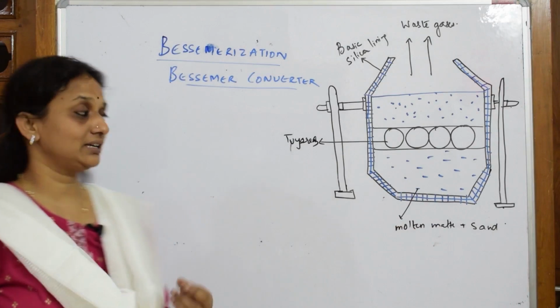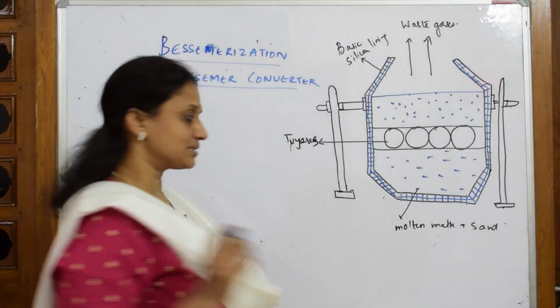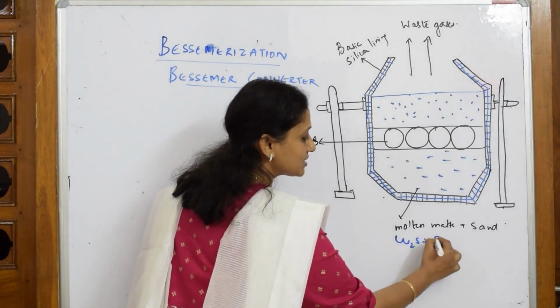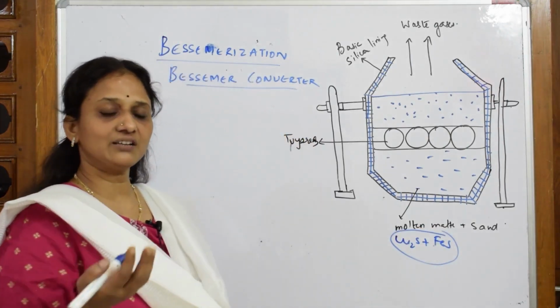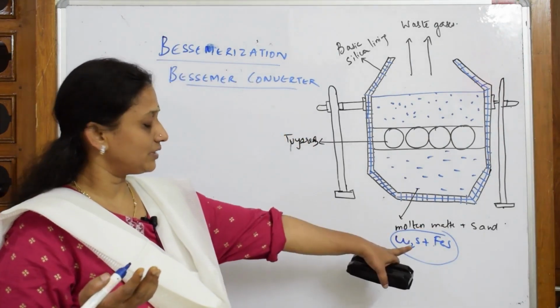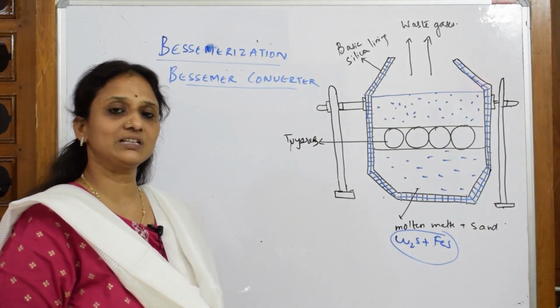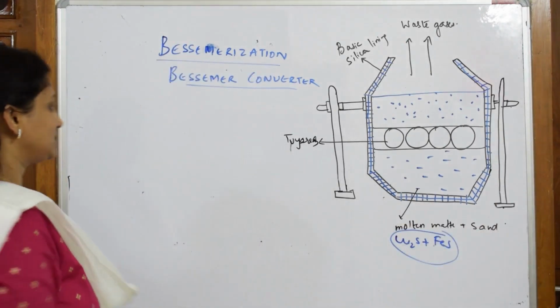Now what is matte? Basically your molten matte means it's a mixture of Cu2S and a little amount of FeS. This is your molten matte, right? That conversion I've done in the earlier video. So whenever they ask you what is matte, matte is a mixture of copper sulfide with a little iron sulfide. Now, silica is also taken. Let us see the reactions.